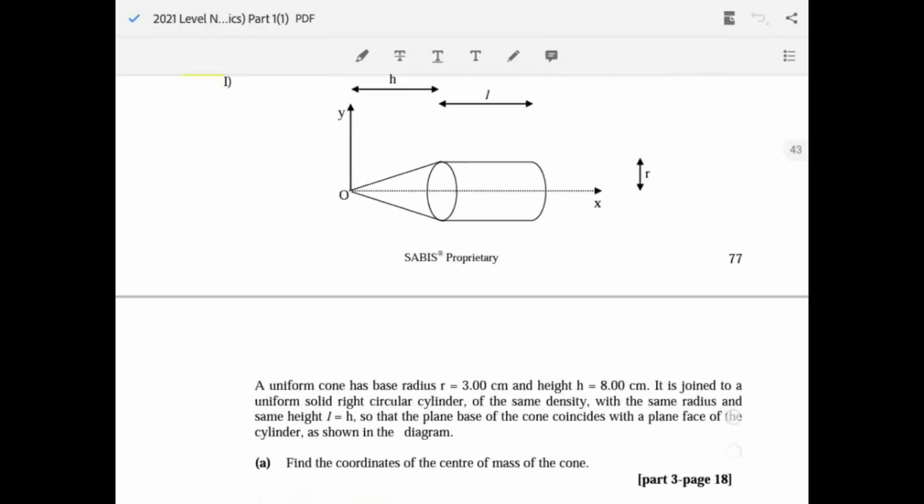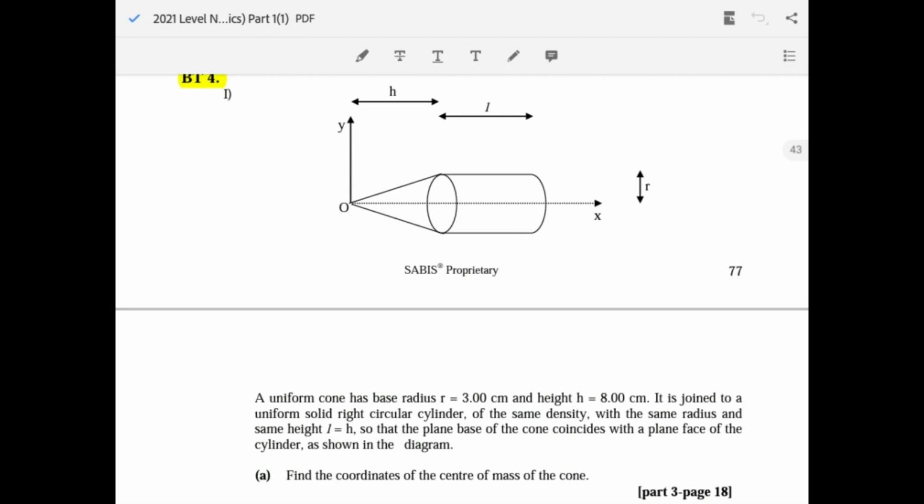Now the next one deals with the center of mass. You should know there are a couple of formulas, or you can derive them. Here you have a cone. The center of mass is 1 over 4 from the base. So it will be 3 over 4 from the point of origin. So 3 over 4 h. That's where the center of mass is. And then it's all along the x-axis, so the y value is 0.